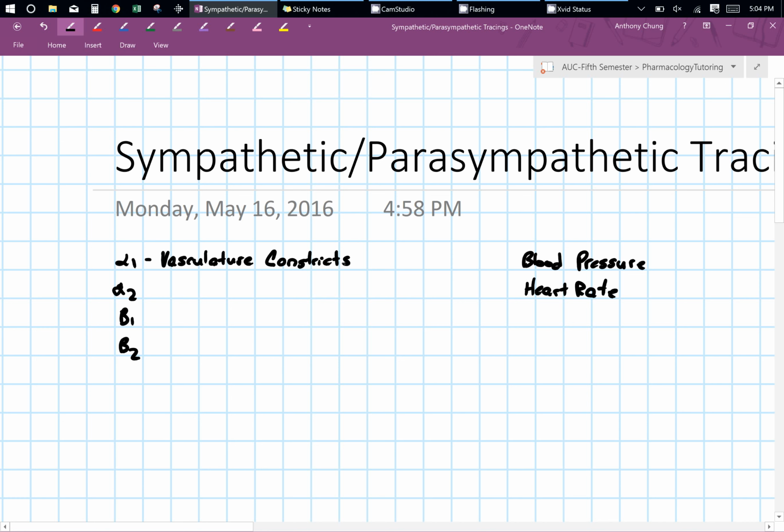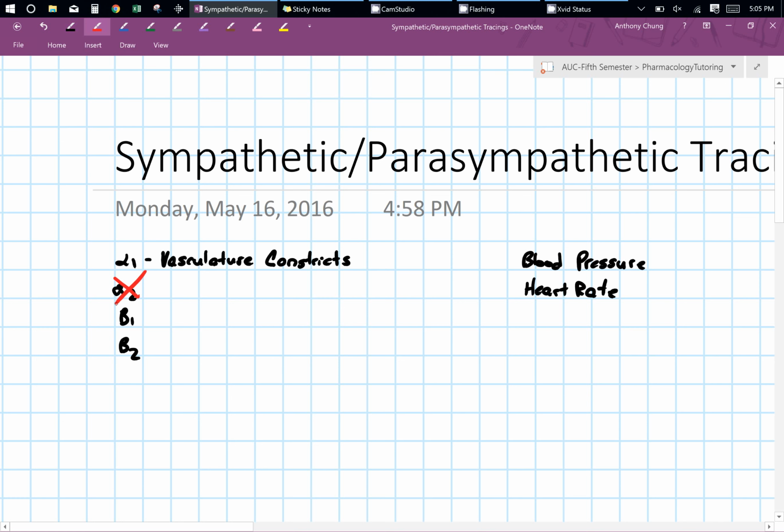Alpha 2, what does that do? Bronchodilation. Okay, but here's the thing. You don't really need to use alpha 2 in tracings. Do you know why? Because it's so slow working. In any of the experiments that they do, they'll never really test you on alpha 2 in terms of tracings. So that's good news, because we don't want to think about things that don't concern us. So for now, you can just cross out alpha 2.